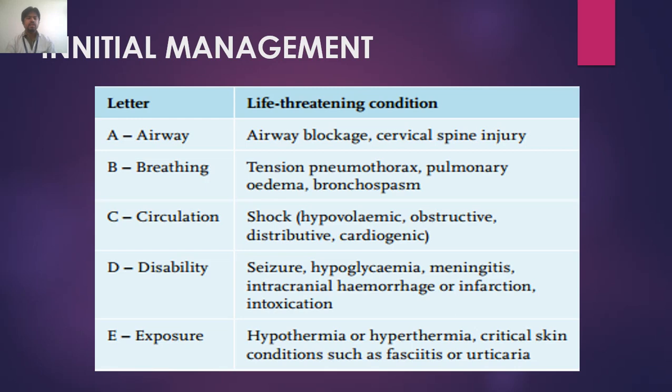C, circulation. We should eliminate the possibility of shock, which can be hypovolemic, obstructive, distributive, or cardiogenic. We should always go for proper hemostasis to prevent major hemorrhage and loss of blood. D for disability. It can be seizure, hypoglycemia, meningitis, intracranial hemorrhage, infarction, or intoxication. This can severely compromise the management and prognosis of the case and increase the morbidity. E for exposure: hypothermia and hyperthermia, critical skin conditions such as fasciitis or urticaria are also major factors.